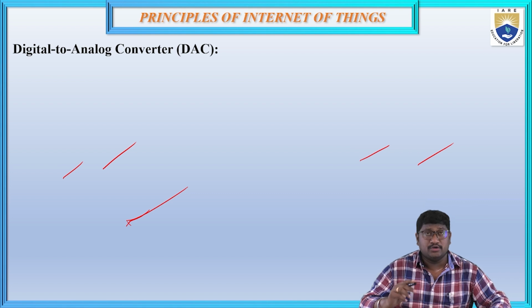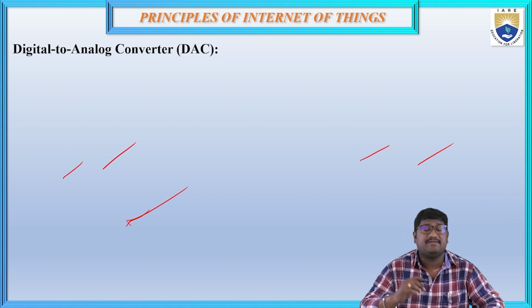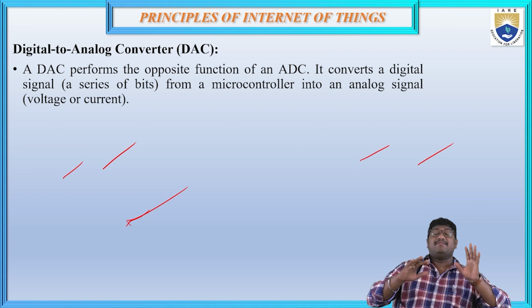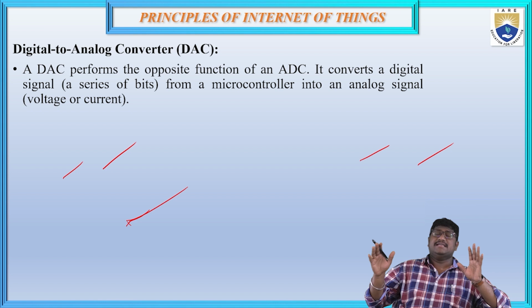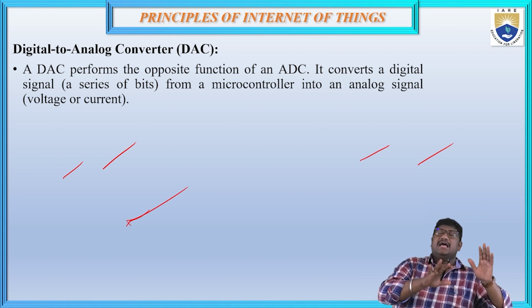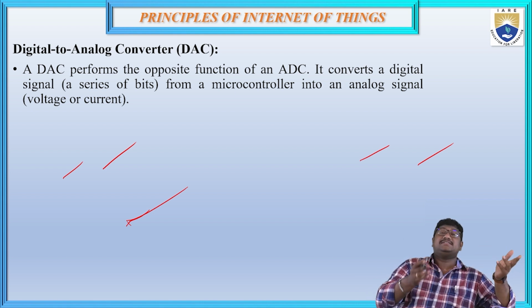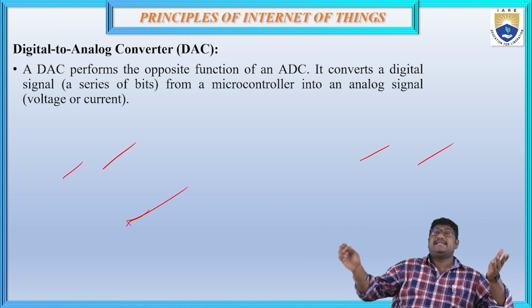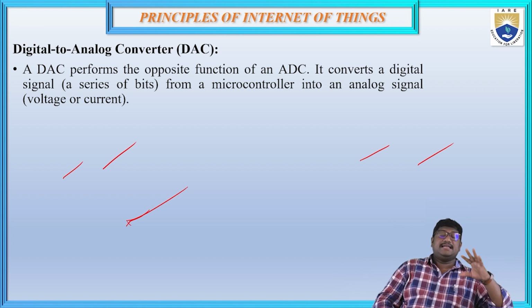Now we are going to learn about the DAC, which is the digital to analog converter. The digital to analog converter performs the exact opposite function of an ADC. Whatever the digital data is, the zeros and ones are going to be converted with the help of a microcontroller into an analog signal, which will be in the form of voltage or in the form of current. That is what a digital to analog converter is.